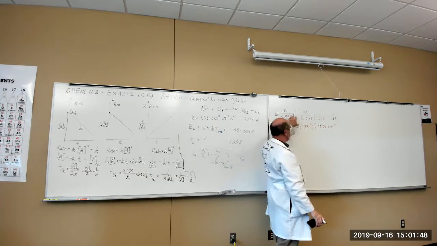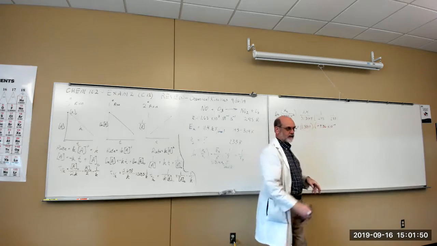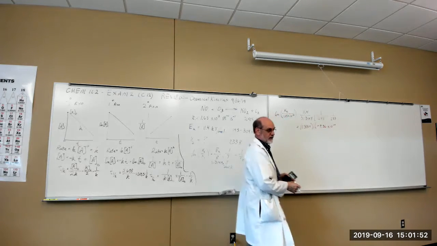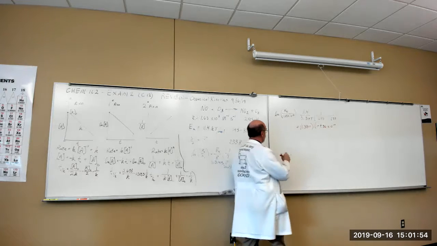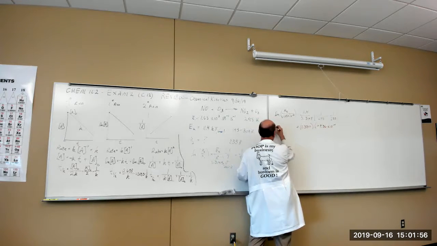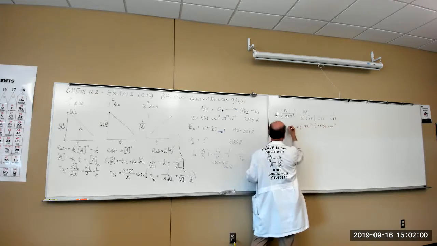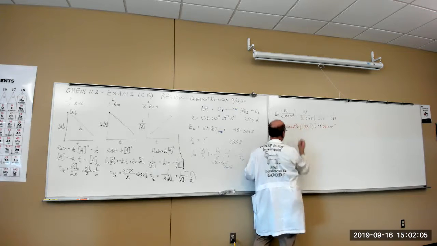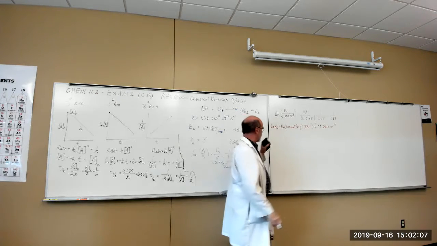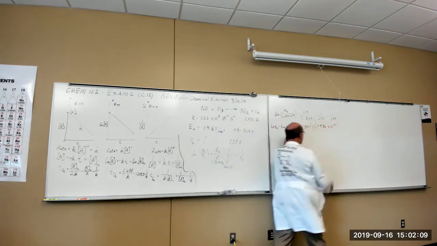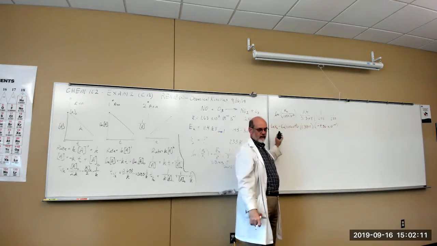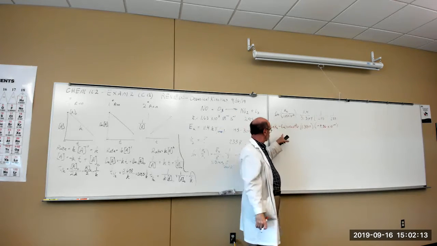Now, what do we do with this one? We've got a log of a quotient. Remember your log rules. The log of a quotient is the same as the log of the numerator minus the log of the denominator. That's probably where most students would stumble, remembering that relationship.